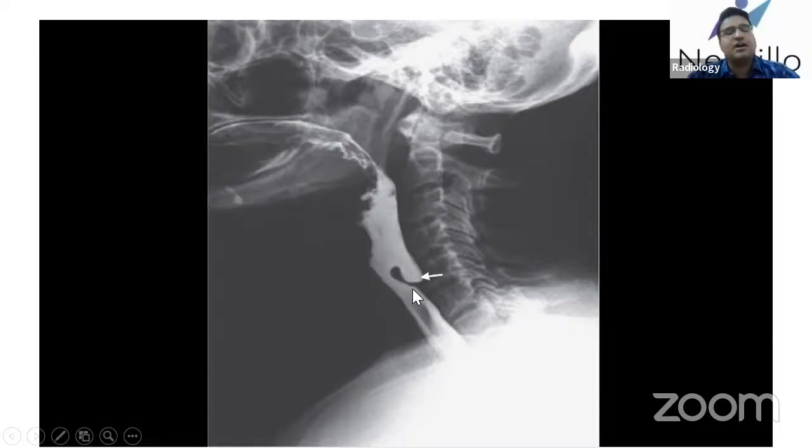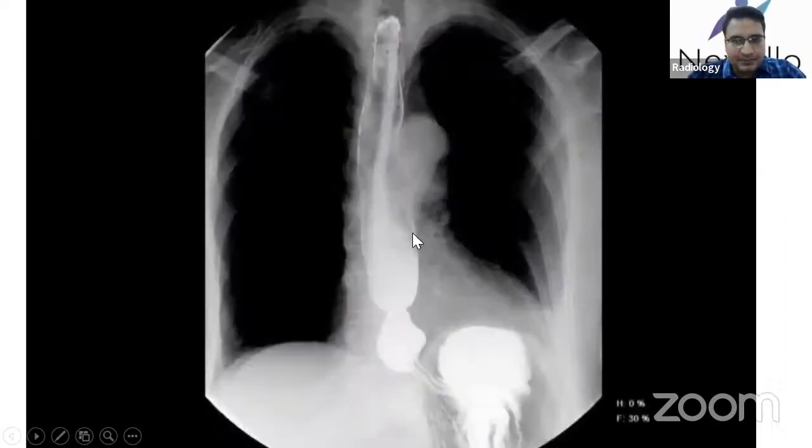So what are we going to call an outpouching? We call it a diverticulum. Okay. Further, now look at this. This is a diverticulum. And what are we going to call it? We are going to call it Zenker's diverticulum. Okay. Details will be discussed later.